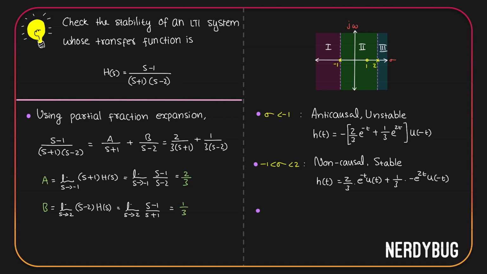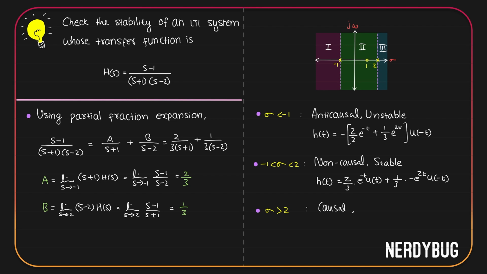Let's take the third case where sigma is towards the right of the pole 2. Sigma is greater than 2. Checking for the causality, H of s is rational and ROC is towards the right of the rightmost pole. So the system is causal.